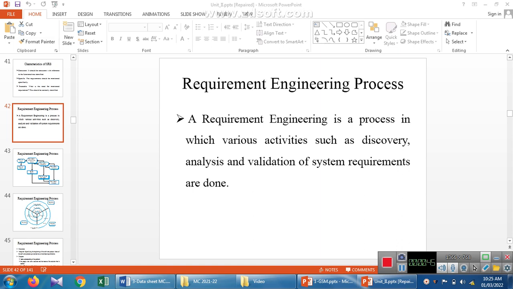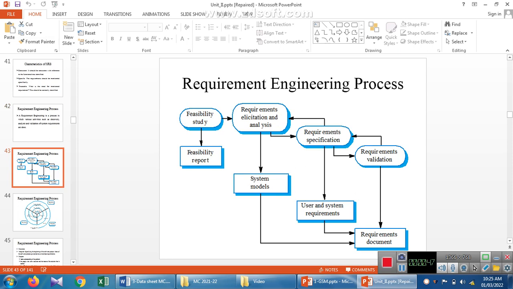Next, we have a simple diagram representing the requirement engineering process. In this, the first step is the feasibility study. The feasibility study is for identifying the features and what requirements the stakeholders will have. After completing the feasibility study, we can generate a report based on the feasibility. That output will be given to the requirement elicitation and analysis.